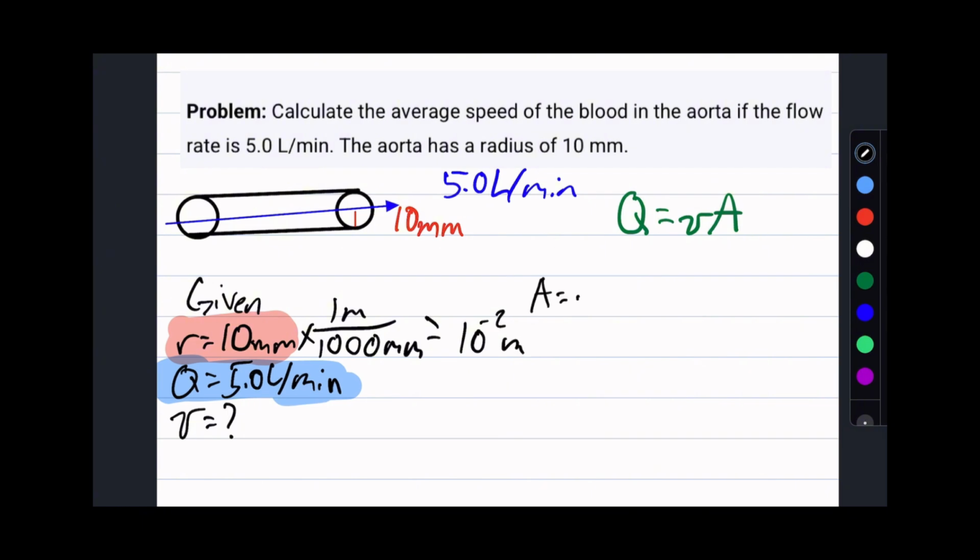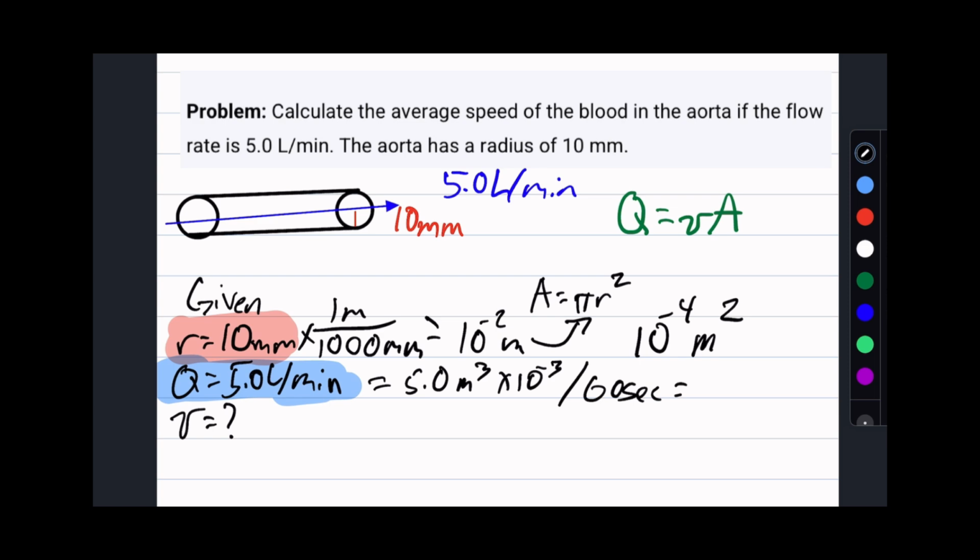And to find our area, this is equal to πr squared. And if we plug this in as the r, we get 10 to the negative fourth power meters squared. And then to find our flow rate in the correct units, we can say 5.0 liters is equal to 5.0 meters cubed times 10 to the negative third. And then we can divide this by 60 seconds. And this is equal to 8.33 times 10 to the negative fifth power meters cubed per second.